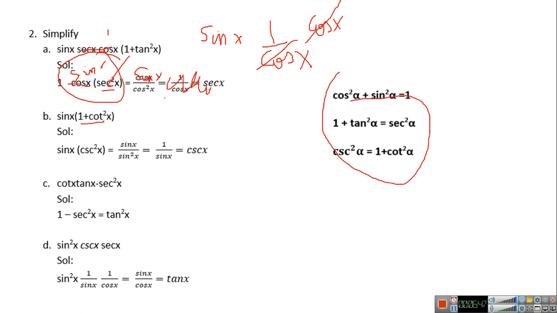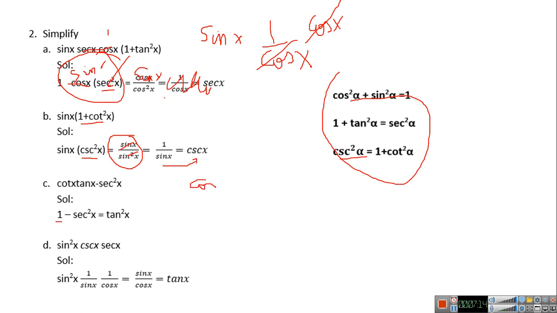Now 1 plus cotangent square x is cosecant square x, and we know that cosecant square x is 1 over sine square x. So sine x times 1 over sine square x is sine over sine square. Now sine and the square cancel out, it would be 1 over sine x, and we know that 1 over sine x equals cosecant x. Here we know that cotangent is cosine over sine, tangent is sine over cosine. So cotangent times tangent is 1.